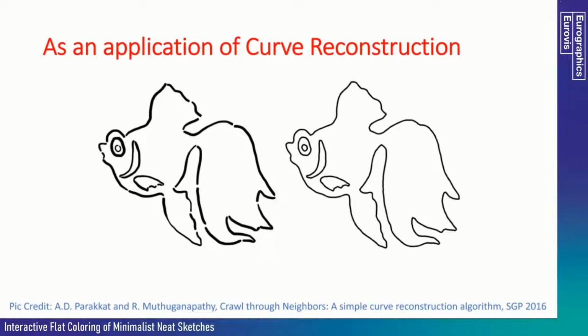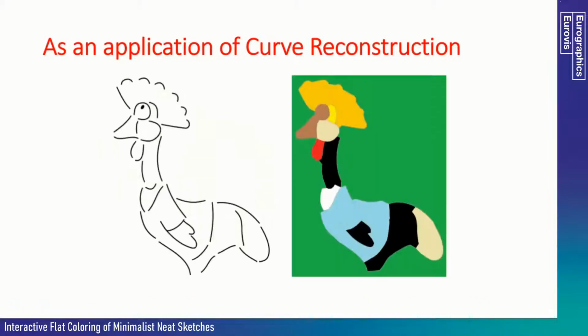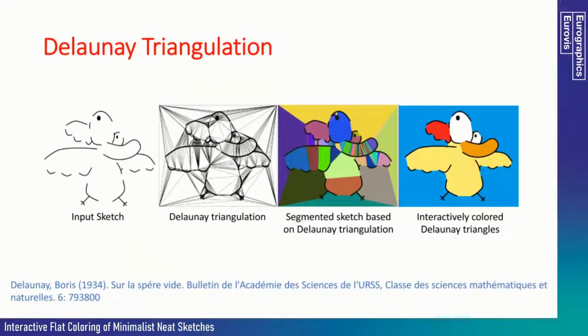As shown in recent works, the gap filling in sketches can also be posed as an application of the classic curve reconstruction problem. Unfortunately, that also does not give a satisfactory result. In this paper, we introduce a simple Delaunay triangulation based tool for aiding the users in coloring sketches with gaps, which we call as minimalist sketches.